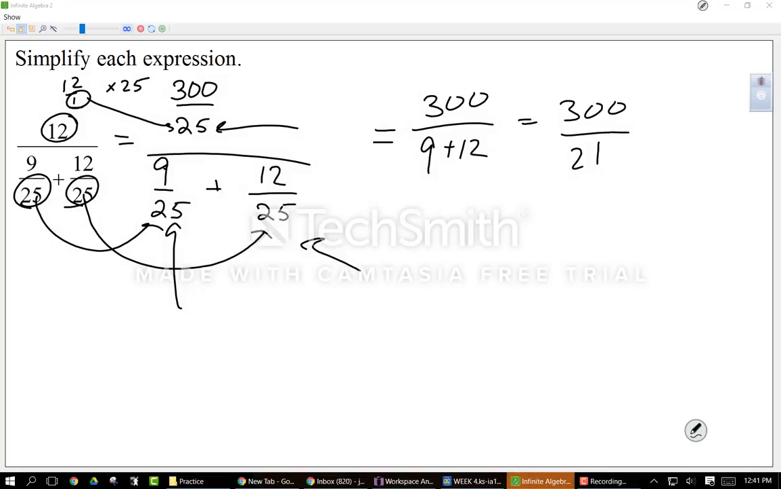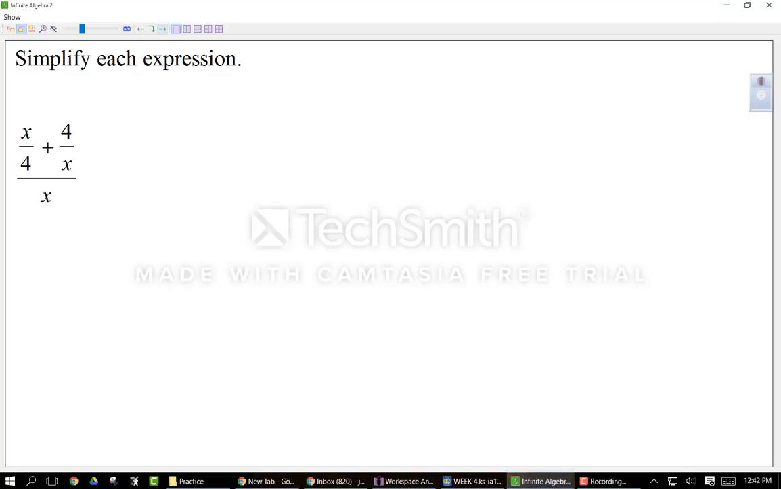over 21. Now some of you might be like, I'm done. No, you're not. You have to divide by 3. See if you can reduce. That's 100 over 7. Now I'm done. Okay, let's look at this particular problem.